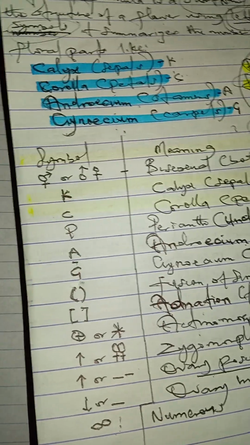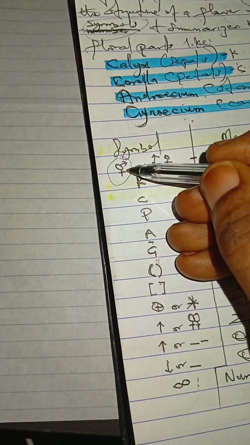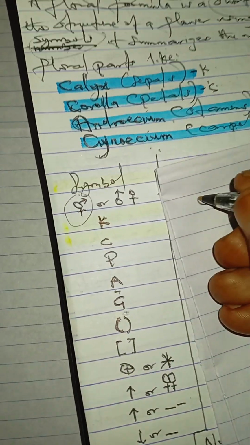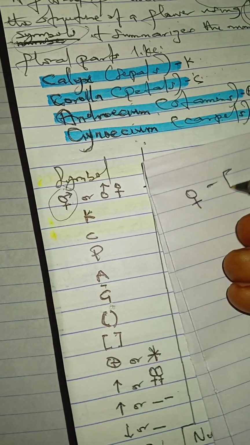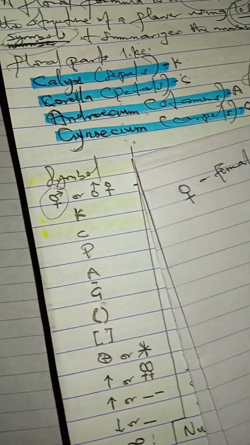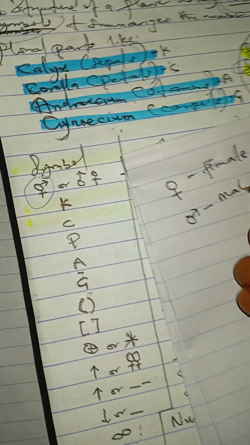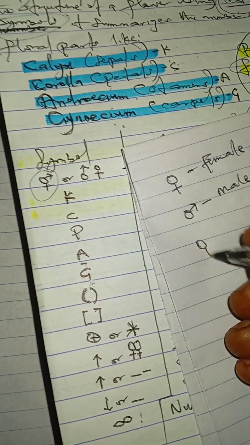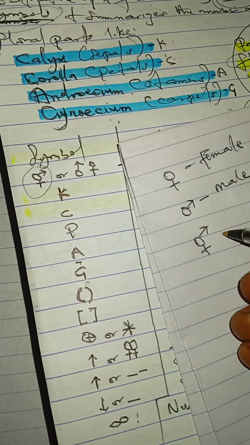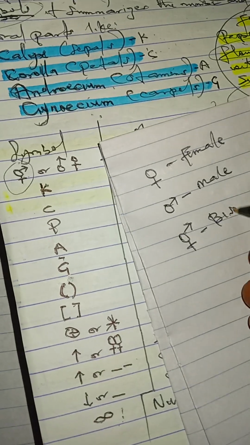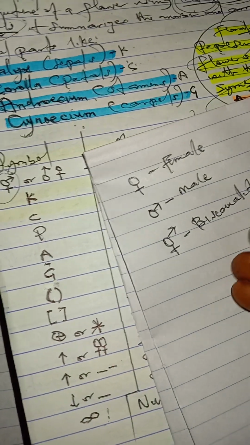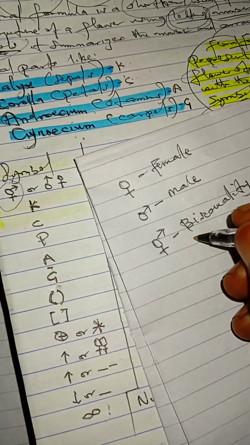So for today, we are looking at symbols and meaning. Now, if you see a symbol like this, it signifies bisexual. That means it is both male and female. Remember that when you see a sign like this, it signifies female. When you have the arrow sign, this signifies male. And when you have both, this signifies bisexuality, or hermaphrodite. Are we there now?